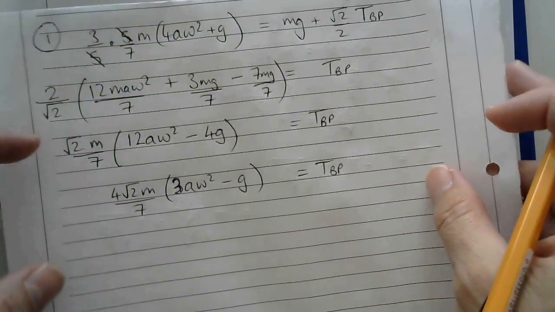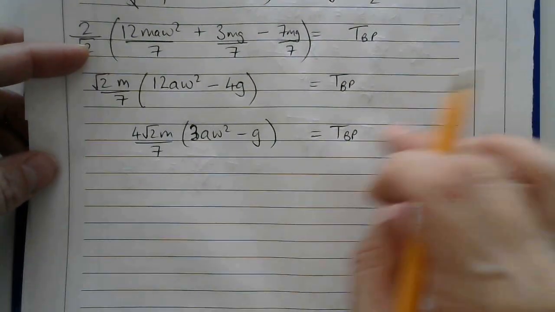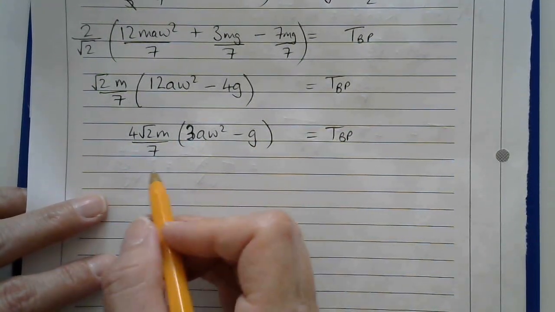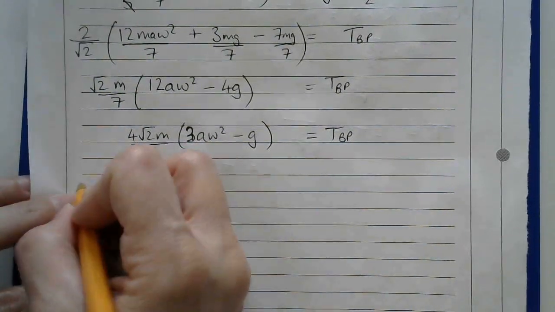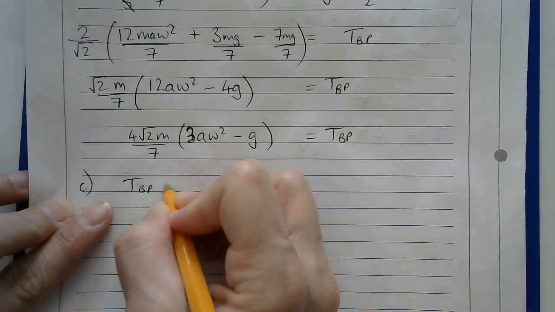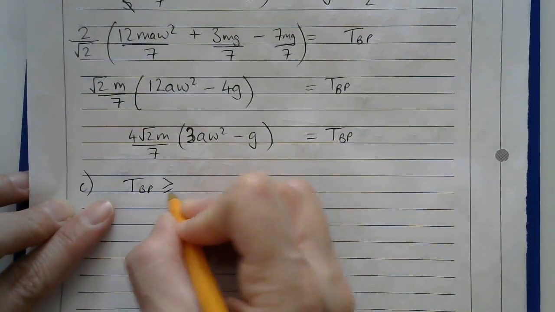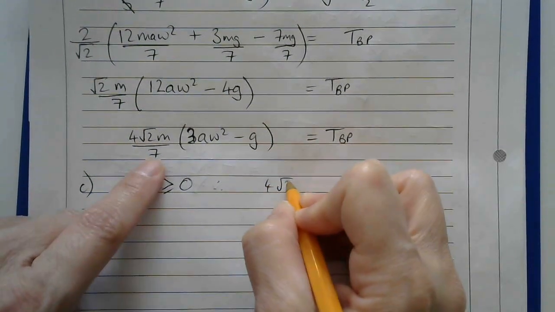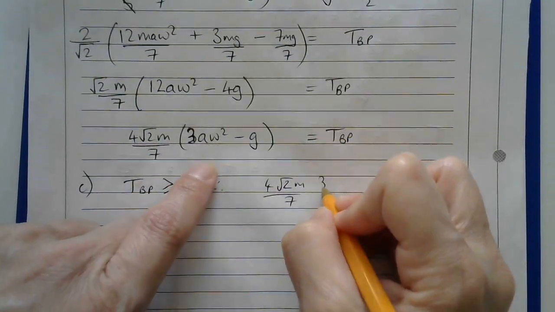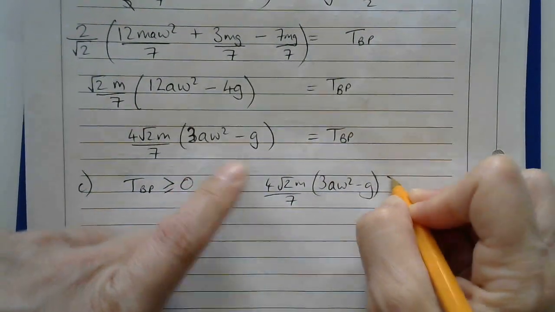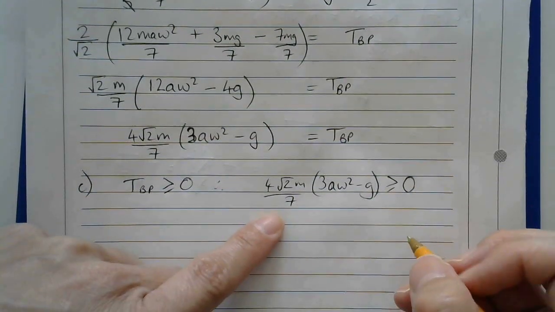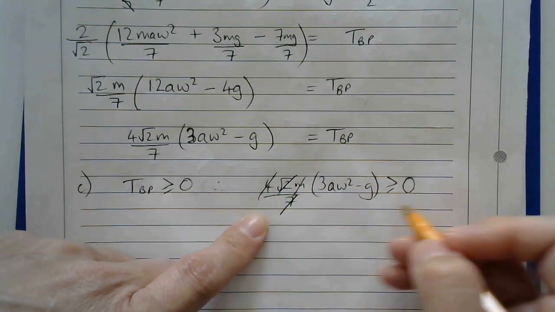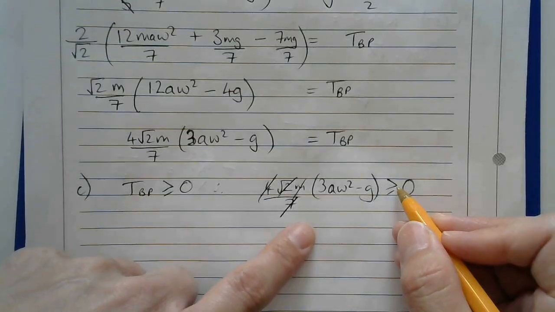So if I go back to my expression that I have for that tension, for that horizontal circle to stay in place, I need the tension in that part of the string to be bigger than or equal to 0. So therefore I need this thing to be bigger than or equal to 0. So if I divide both sides by 4 root 2, times them both by 7 and divide them both by m, all of these are positive, so they have no effect on the inequality sign.